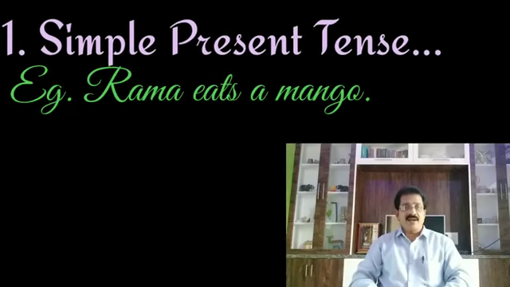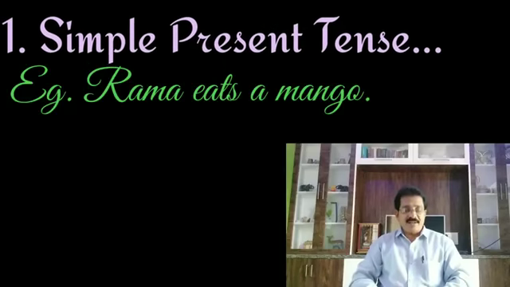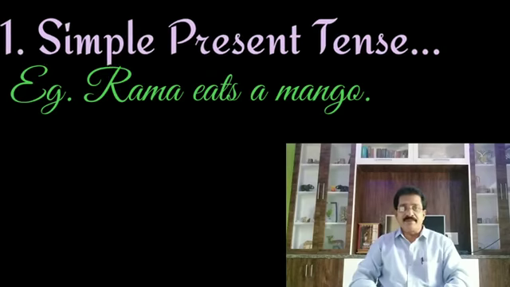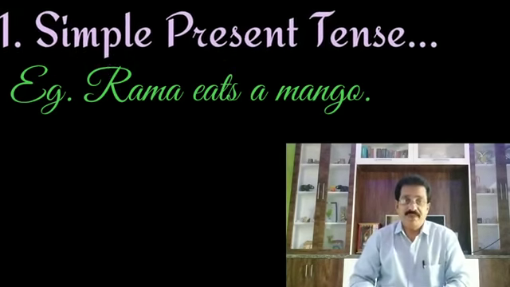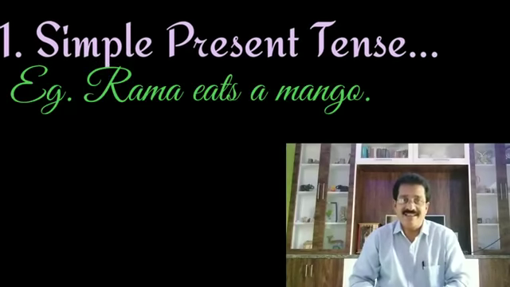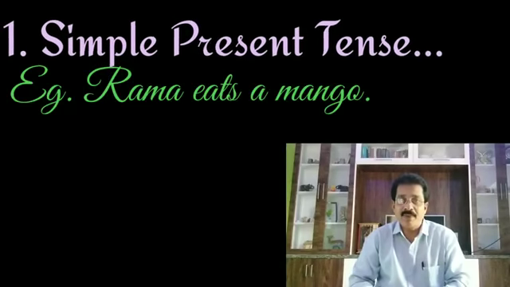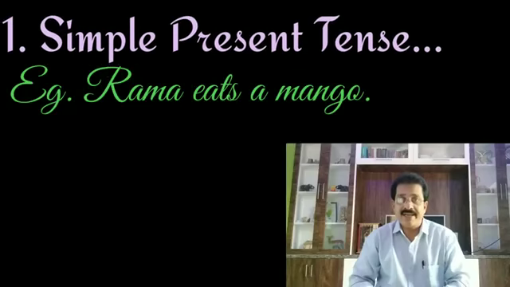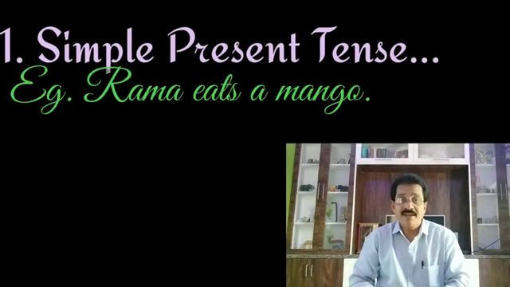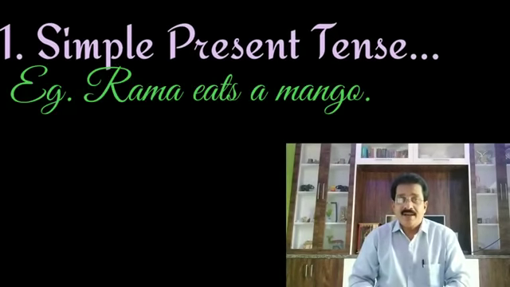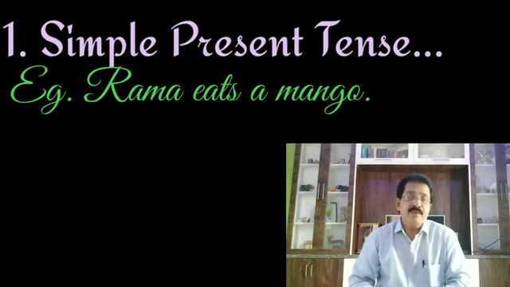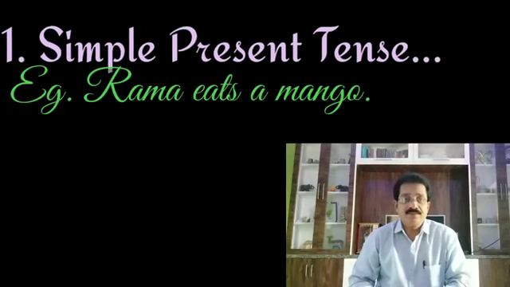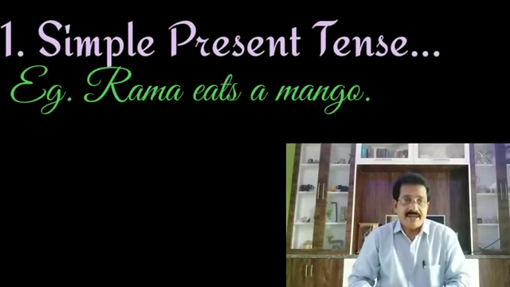And always I use my favorite example. Rama eats a mango. That is my favorite sentence and example whenever I teach, because I like mangoes and I like the name of Rama. Now, Rama eats a mango. This is a simple present tense sentence. How do we identify it?